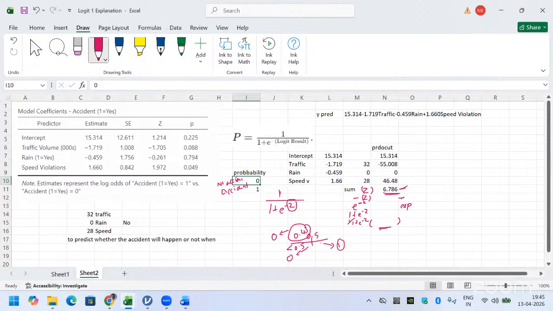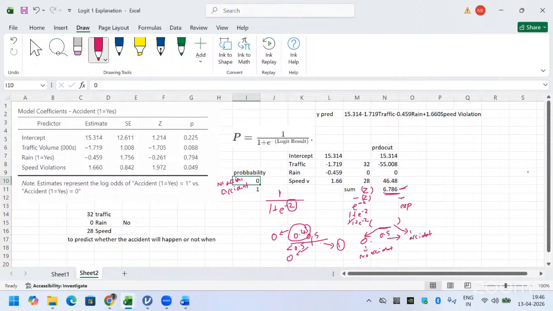Whatever value I get, I have to classify it as either 0 or 1. If it is more than 0.5, I'll classify it as 1. If it is less than 0.5, I'll classify it as 0. If it is 0, I'll mention no accident can be predicted. And if it is 1, I can predict that an accident can happen. So it can result in an accident. So this is what my answer was.